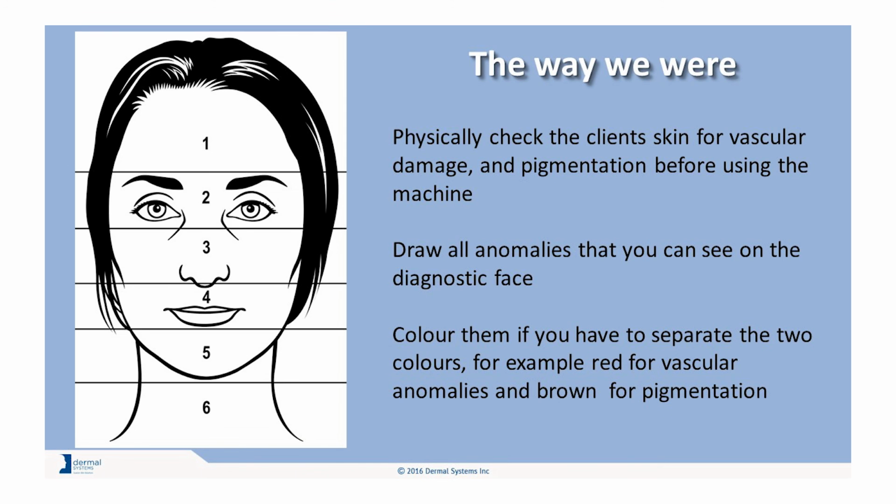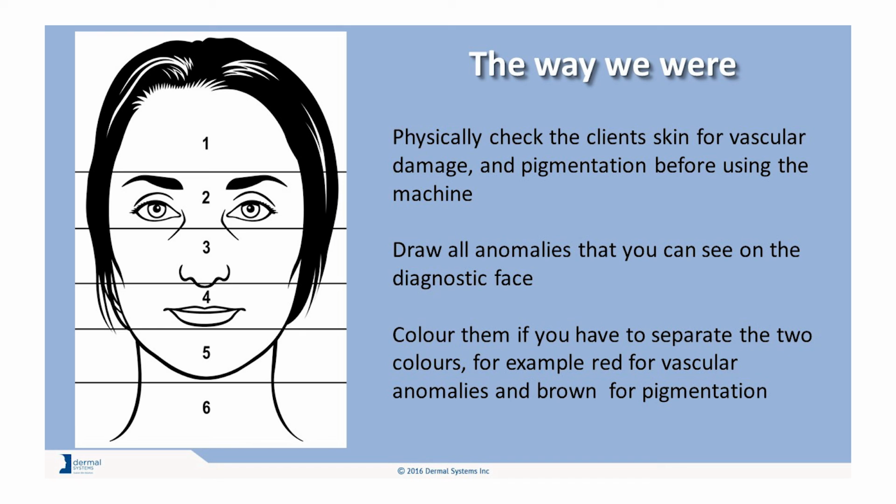The way we did it before we had this technology was to physically check the client's skin for vascular damage and pigmentation before using the machine. We drew all anomalies that we could see on the diagnostic face. Color them if you have to separate the two, for example, red for vascular anomalies and brown for pigmentation.